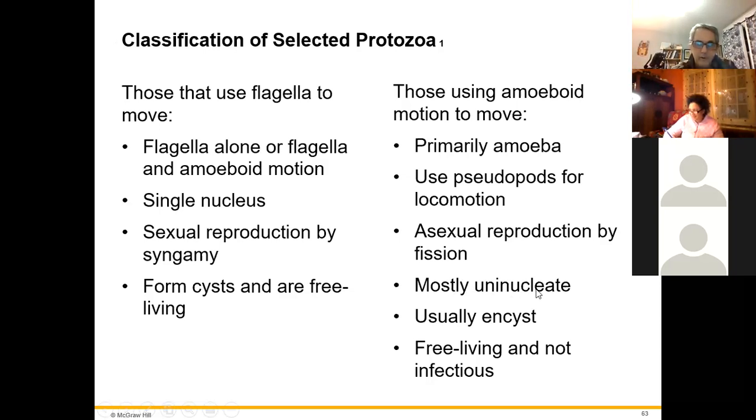Mostly uninucleate, so they have a single nucleus. They can carry out fission, which is asexual, which also occurs in bacteria. But this is unique in some, not in the amoeba, but some protists can have two nuclei, but not in the amoeba-like. These will usually have a cyst stage, and they can be free living, but not infectious.